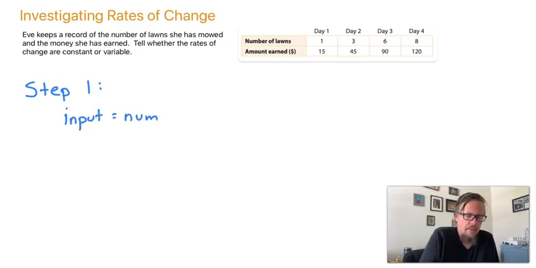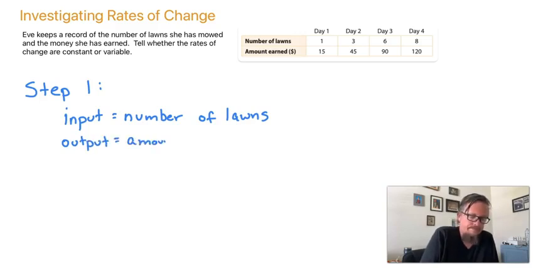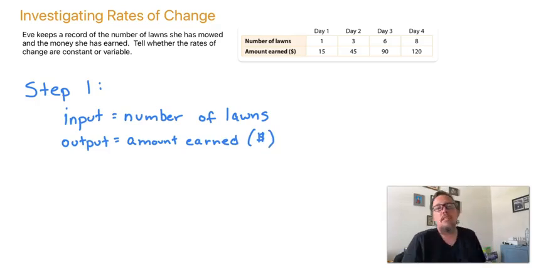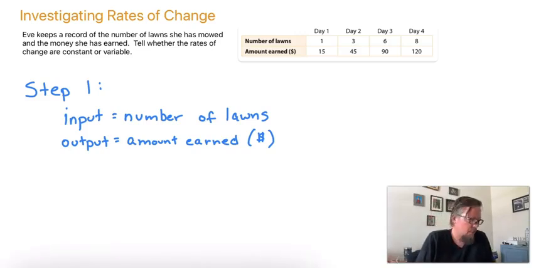If I tell you how many lawns are mowed, you can then tell me how much money was earned. So the amount of money earned is the output. So input is the number of lawns, output is the amount of money earned, and in this case, we're measuring the money in dollars. The reason that is important is because in step number two, when we find the rate of change, it is always measured as the change in the output divided by the change in the input.